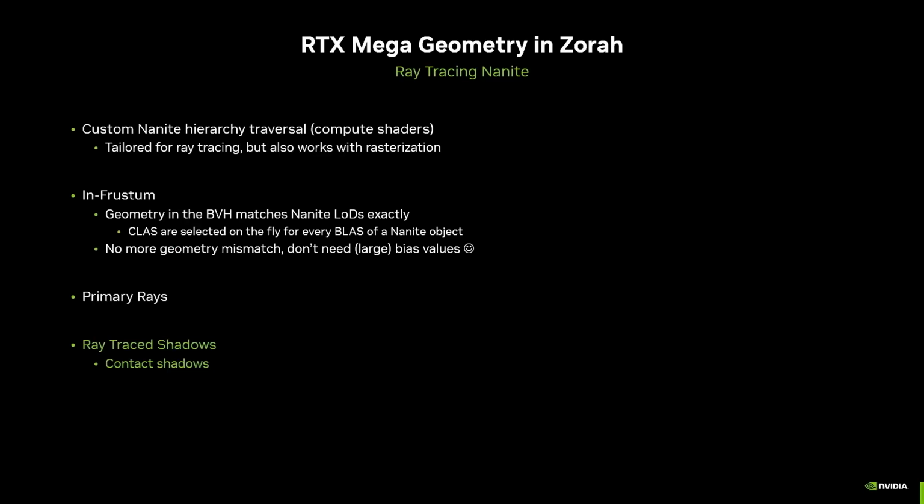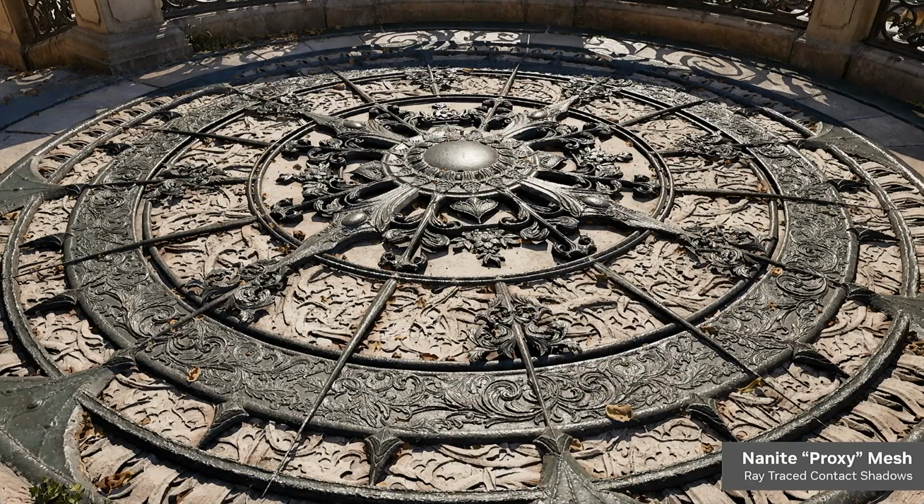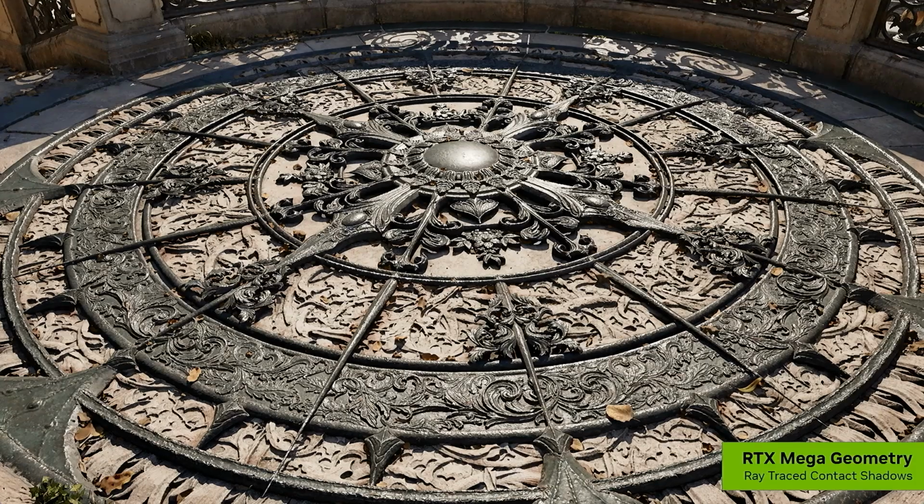So other use cases, ray trace shadows was next on our list. Contact shadows are a great way to use Mega Geometry here. So here's another mesh normal visualization. This is of the nanite proxy mesh, and this is with Mega Geometry turned on. So all the high frequency detail is captured now, and we can use it in ray tracing. So here's a lit version of that same shot. This is with the proxy mesh. This is with Mega Geo.